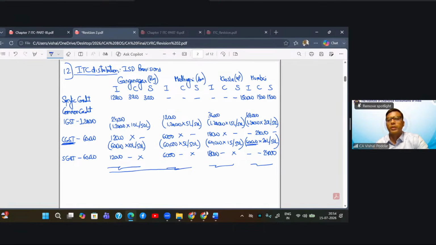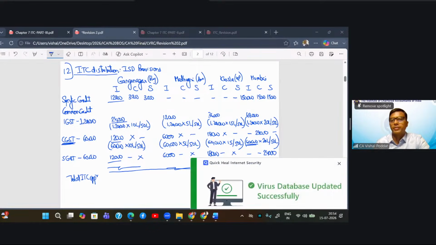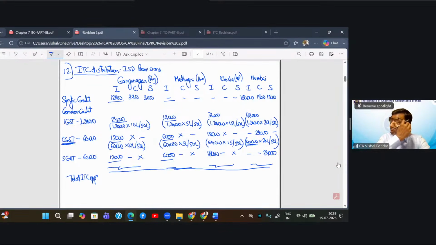So this will be the final total ITC apportioned. Specific plus what you have divided. So students, I hope you understood this important point.